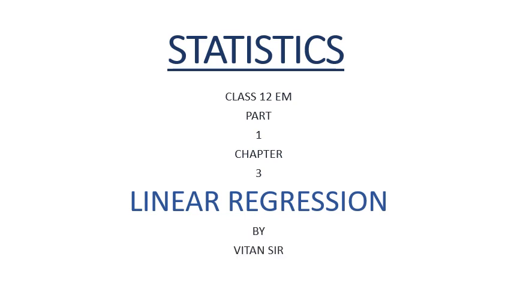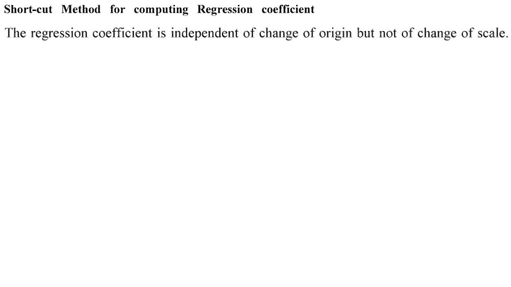Today we will be discussing the shortcut method of solving the least square formulas, the shortcut method for computing the regression coefficient. Now, if you remember the correlation coefficient, the shortcut method was the UV method. Remember that thing, the UV method. But we also have to remember one of the properties of the correlation coefficient, that it was independent of the change of origin and change of scale.